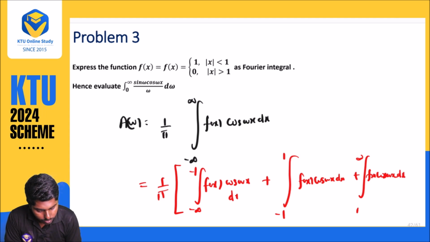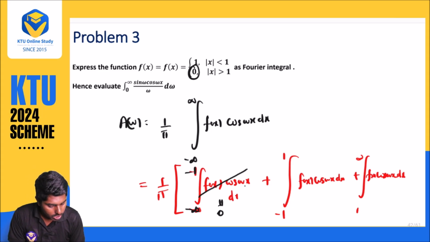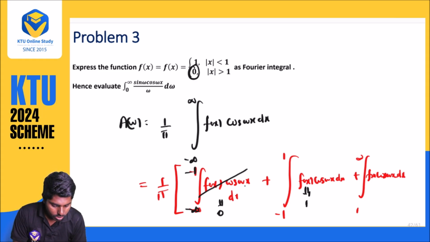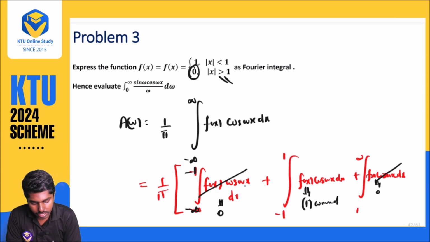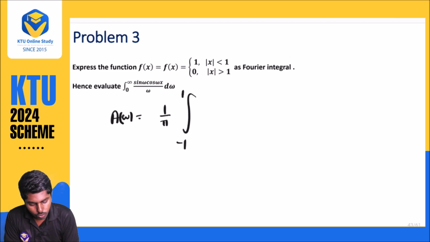What is the value of f of x from minus infinity to minus 1? They have given 0, so 0 into cos omega x will become 0. Between minus 1 and 1, f of x is 1, so 1 into cos omega x dx. And from 1 to infinity, f of x is 0, so that also won't come. So we have identified the limit: a omega is equal to 1 by pi, integral from minus 1 to 1 of 1 into cos omega x dx.